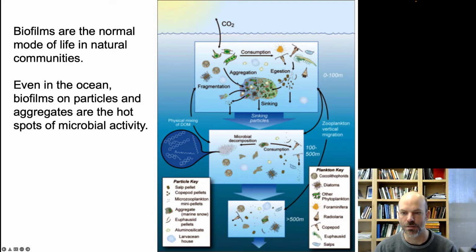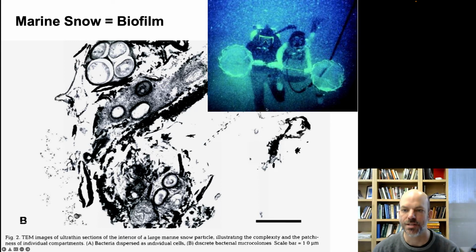And so here's one figure just illustrating this concept, where all of the activity is actually happening on the particles that are sinking, and you have a whole microbial loop happening associated with these particles as they sink. Sometimes these particles in really productive areas of the ocean can be so abundant that it looks like snow. So this has been described as marine snow when you have so many particles that are sinking through the water.